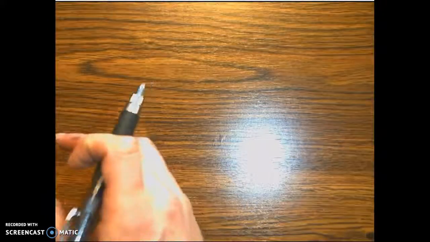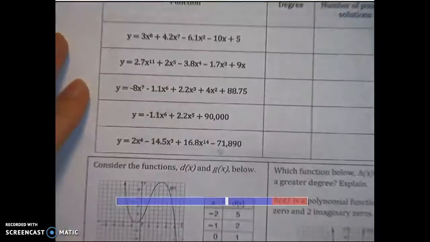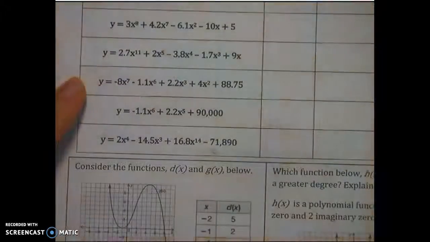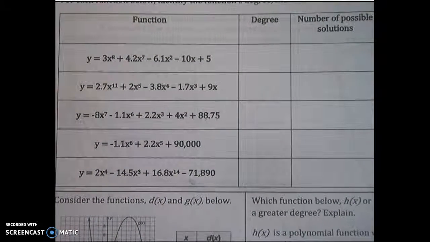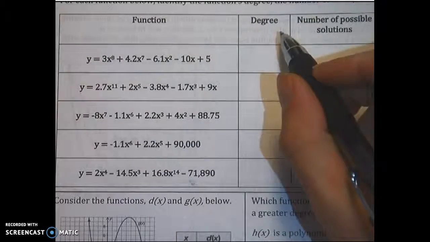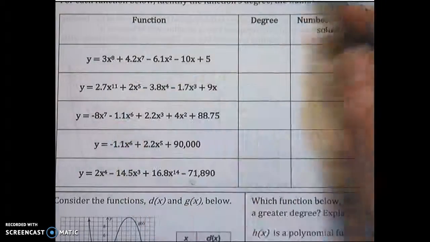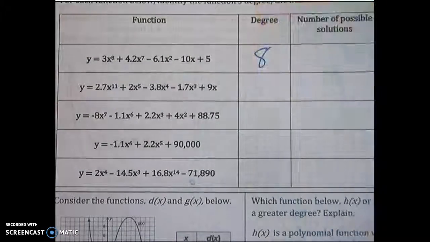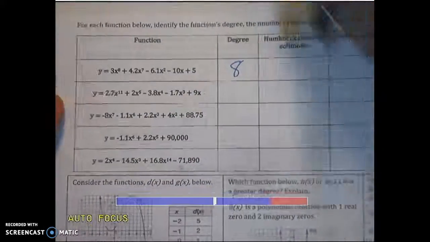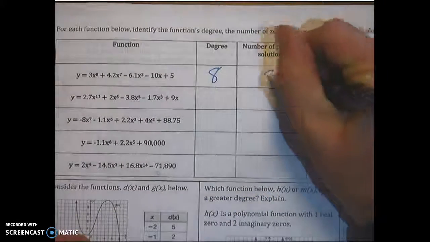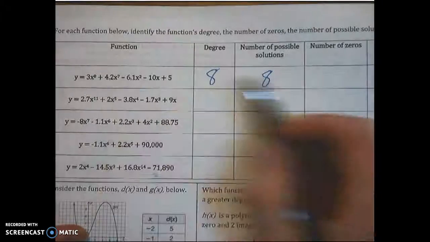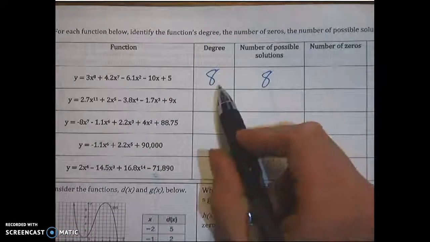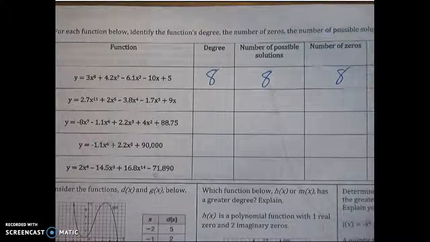So if I turn the page here, and I look at a function like this one, 3x to the 8th plus 4.2x to the 7th, minus 6.1x squared minus 10x plus 5. The degree of that function is always the highest exponent. So the degree is 8, which means it could possibly cross the x-axis 8 times. I don't know if it does or not. I just know that it potentially could. But I know exactly how many zeros it has, because it's always equal to the degree, which is 8.